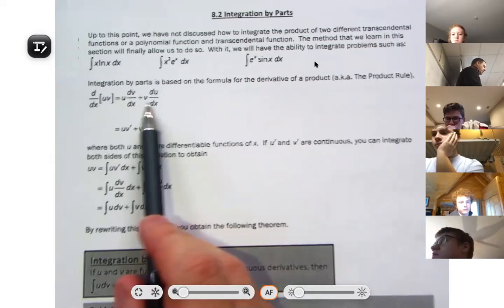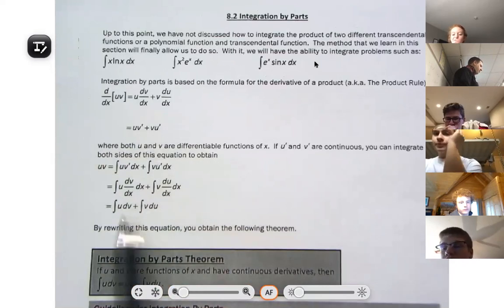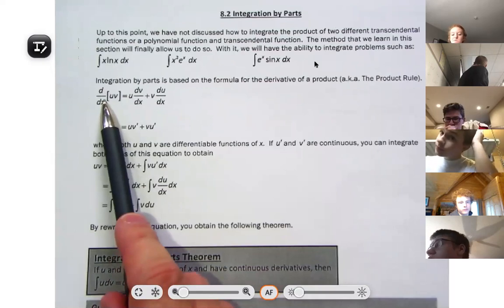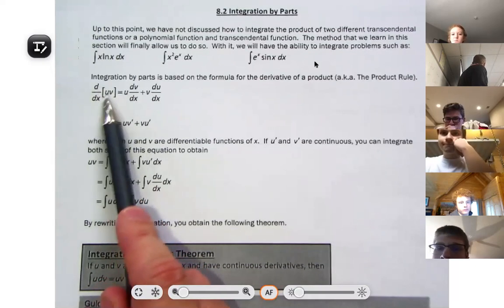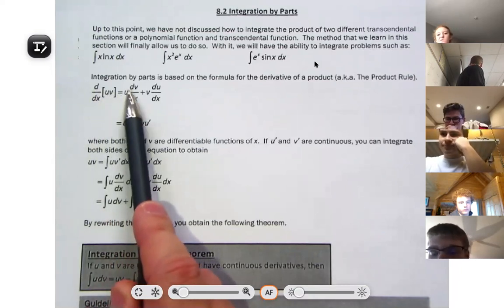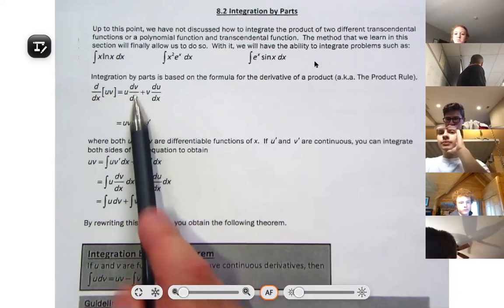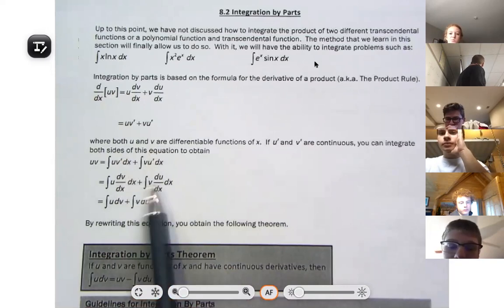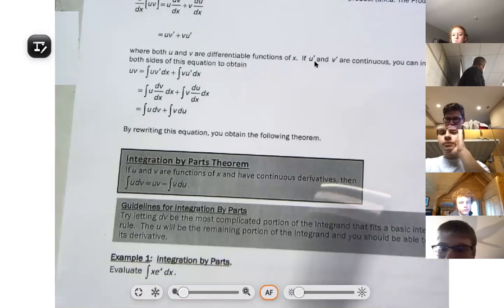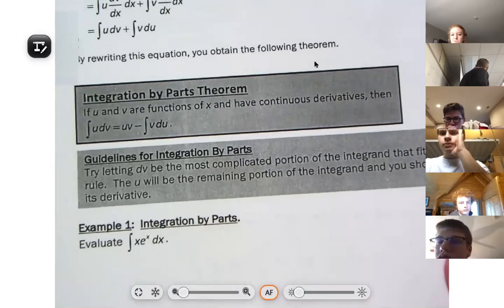All of this stuff, I'm not going to get into. This is just the behind the scenes where it's coming from. But if you notice, you're really just doing the product rule right here. Right at the beginning, it's taking the derivative of a product and doing the product rule: first times derivative of the second plus second times derivative of the first. And then it's just changing notation. But you don't need to worry about all that. What you need to know is this box right here.